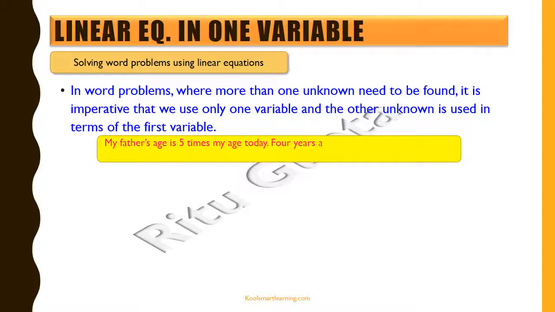Say for example, now here the problem is my father's age is 5 times my age today. 4 years ago his age was 9 times mine. What is my present age? Although in this word problem, what we have to find is my present age, what is also unknown to me is my father's age. So one option would definitely be that I assume my present age to be x and my father's present age as y, but that's not what we should do, because then we'll have two variables and we'll not be able to solve it. Now we want to take my father's age in terms of my age.